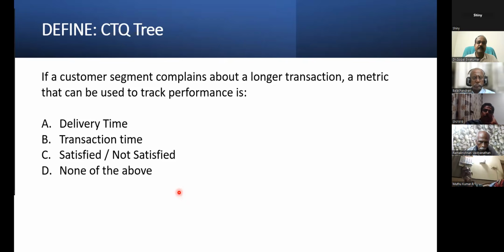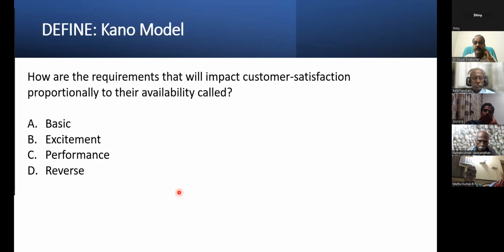Yes, D. If a customer segment complains about a longer transaction time, what is the metric you would like to improve? Transaction time. Very good. CTQ tree. How are the requirements that will impact customer satisfaction proportionally? Performance. Very good, Kano model. If you perform well, customer satisfaction will improve. If you perform badly, customer satisfaction will drop. Such features are called performance features, also known as one-dimensional features.